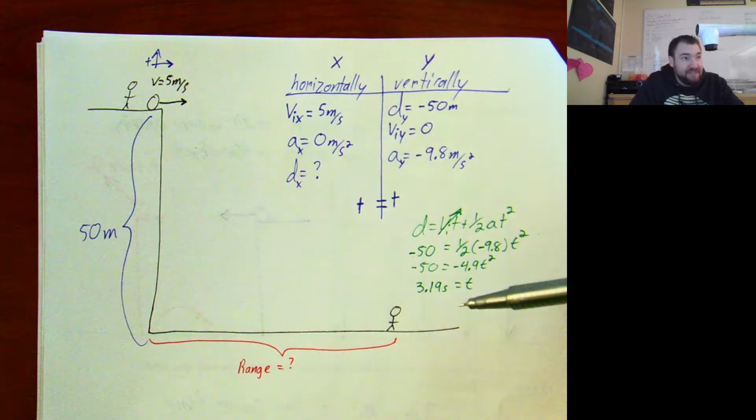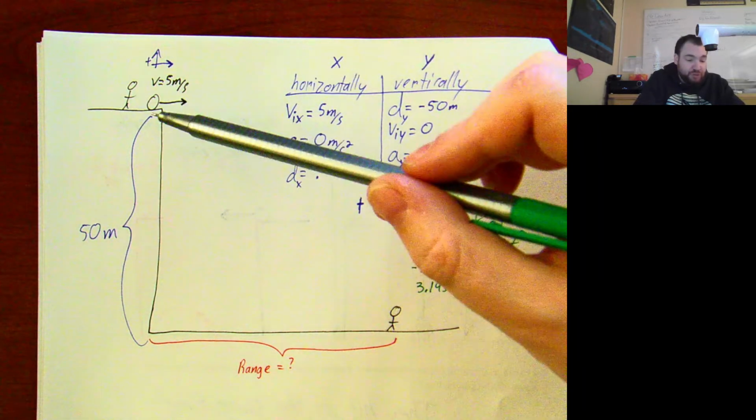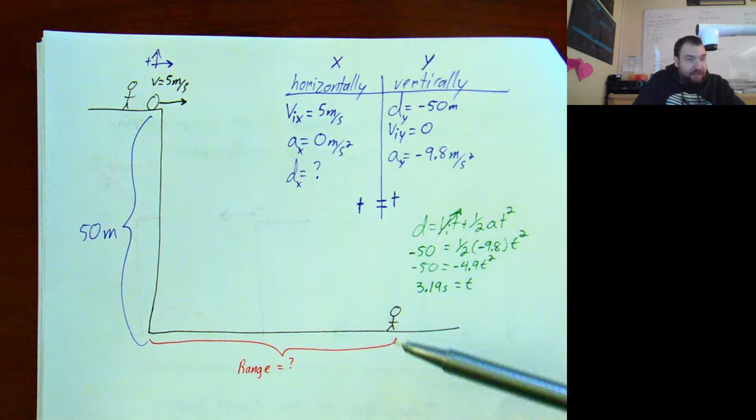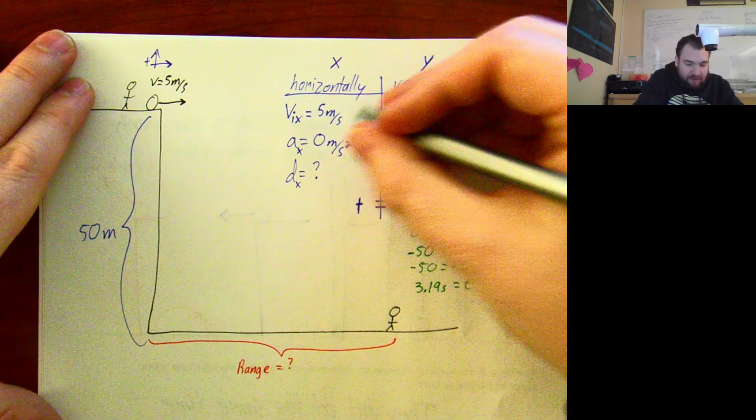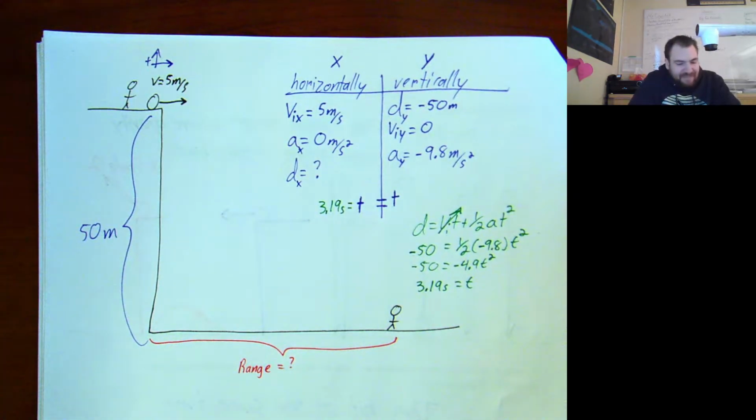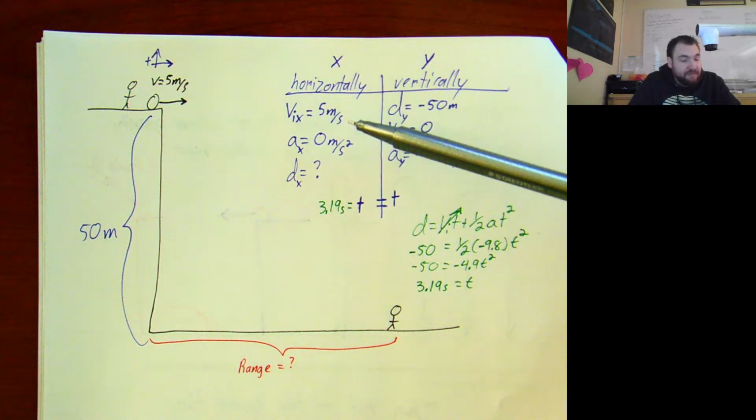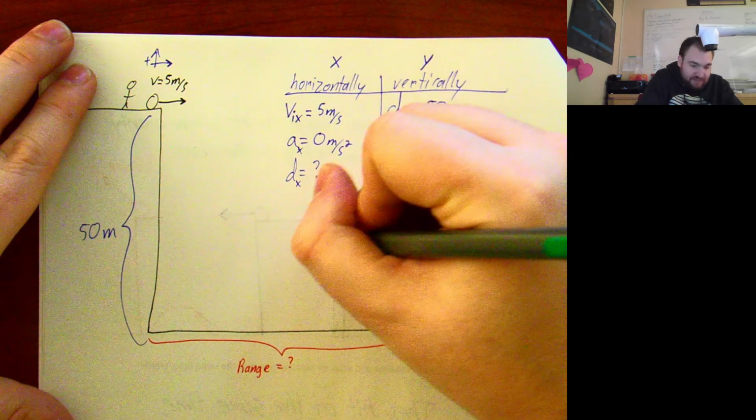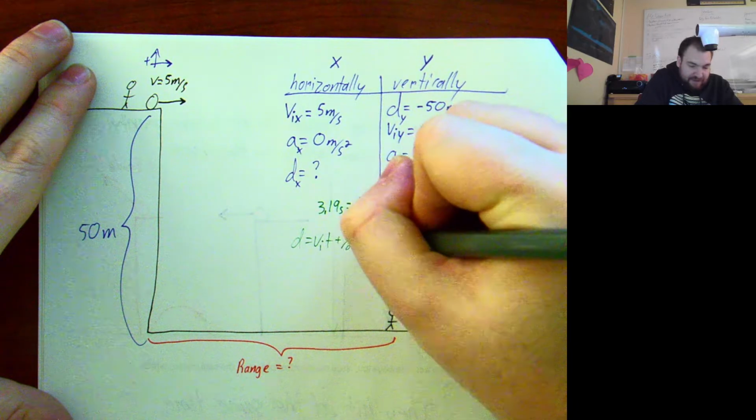And because time is the same vertically and horizontally, the time it takes for it to drop is going to be the same amount of time it takes for it to get over here, we can say that this time is also going to be equal to 3.19 seconds. And then what equation am I going to use to figure out the horizontal displacement of our object? I can use the same one, so D equals VIT plus 1/2 AT squared.